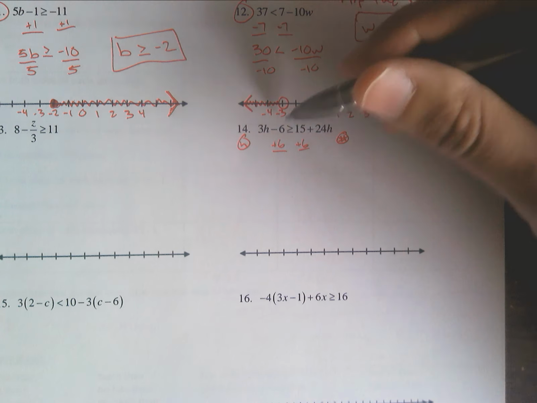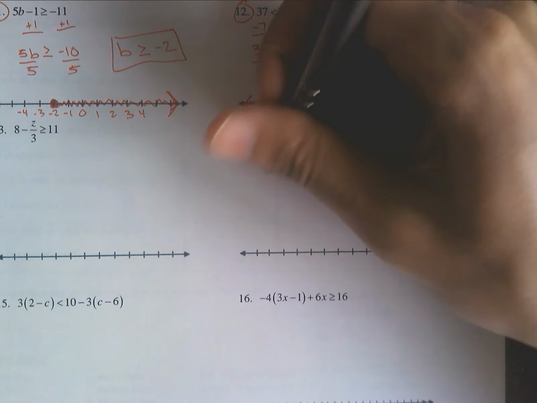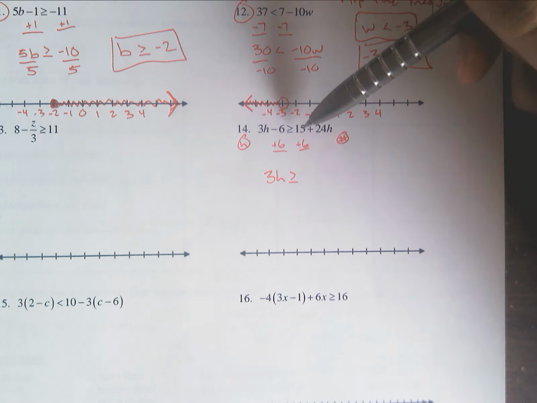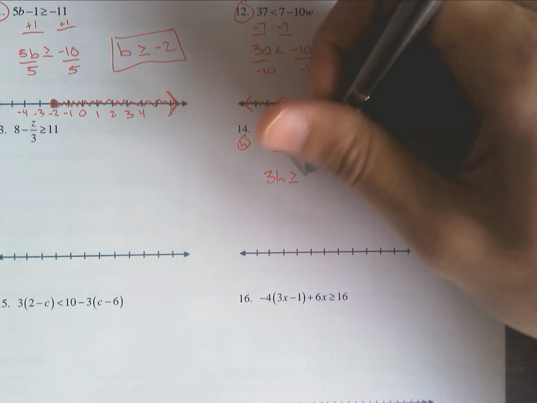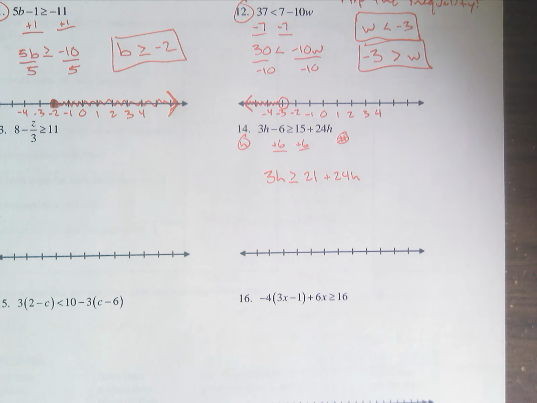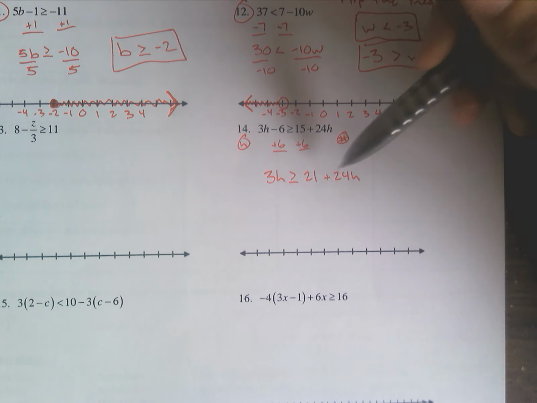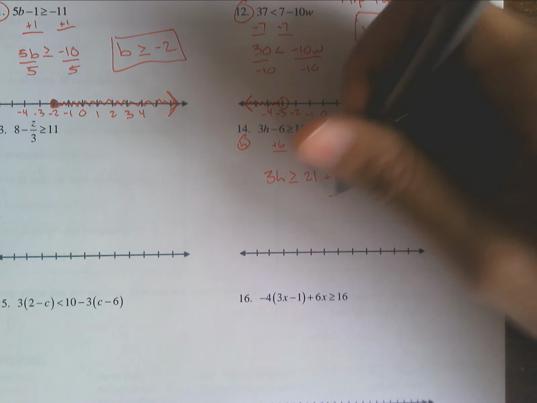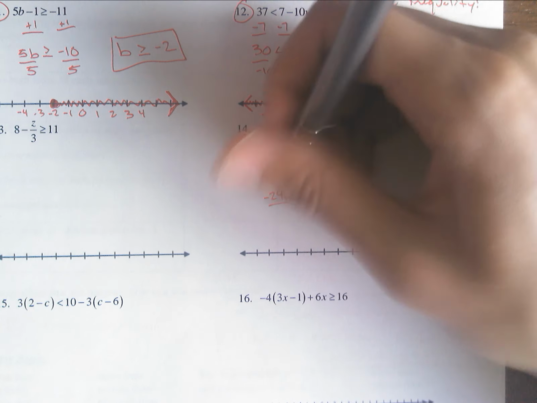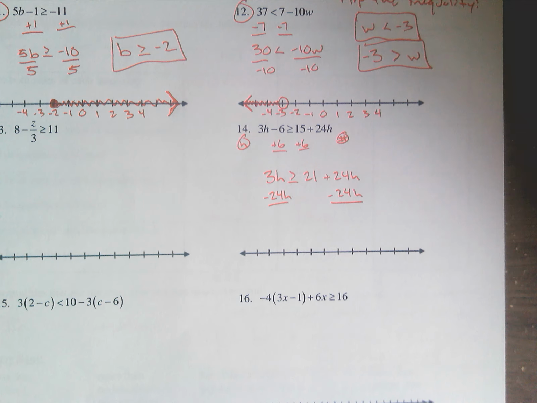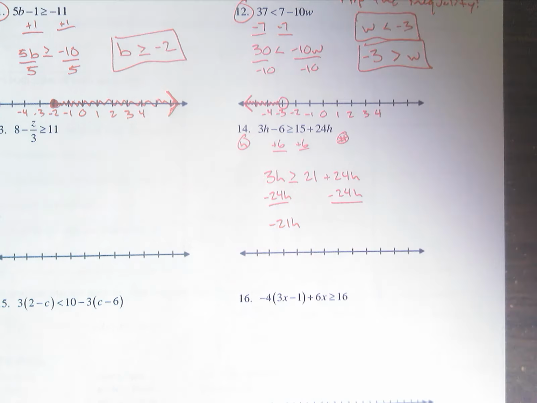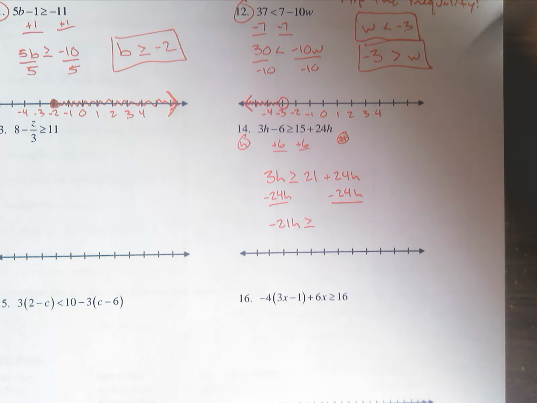So the left-hand side cancels. We're just left with 3h is greater than or equal to 15 plus 6, that's 21, plus 24h. So we moved all the numbers to the right. We got to move all the variables to the left. I'm going to subtract 24h from both sides. So we have 3 minus 24, that's negative 21h, is greater than or equal to positive 21.